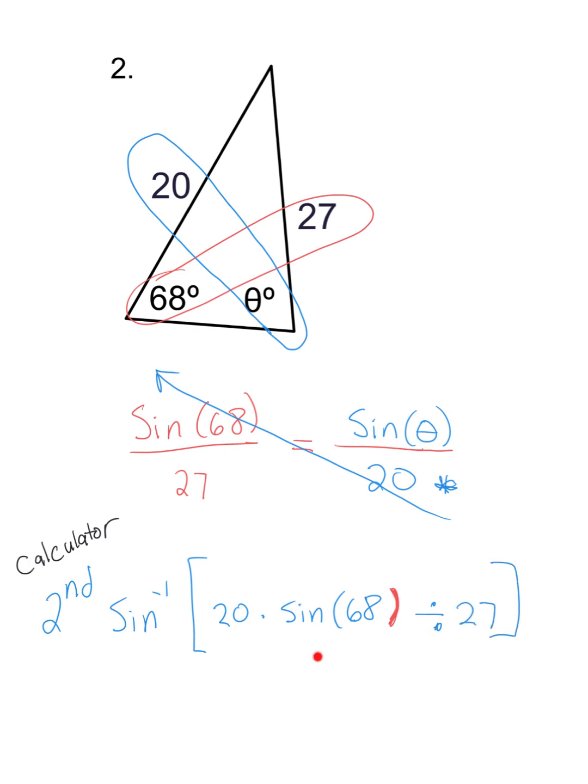This is how you enter it in your calculator. Again, we're looking for the measurement of an angle, so we hit second sine. Inside that second sine parentheses, we cross multiply. We start here, 20 times the sine of 68, end the parentheses to stop this sine, and then we divide it by 27. This times this, divided by this, all inside that second sine parentheses.